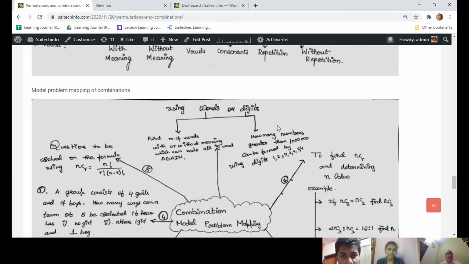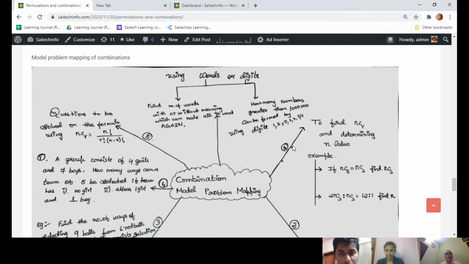Very good. Now I invite Sai Gautam to discuss the model problem mapping of combinations.